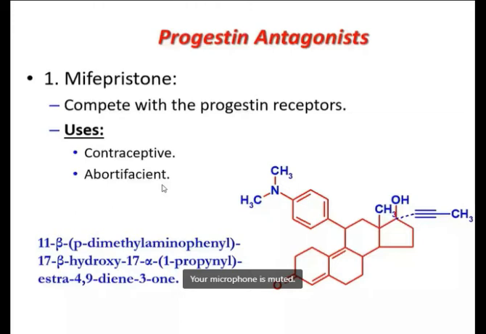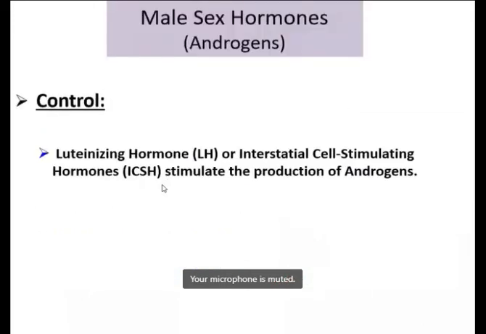Now, coming to the male sex hormones. The luteinizing hormone, or interstitial cell stimulating hormone, ICSH, stimulates the production of androgens. The luteinizing hormone was called previously ICSH. The full form is interstitial cell stimulating hormone. This is responsible for the secretion of testosterone.